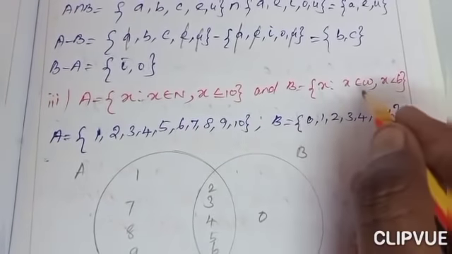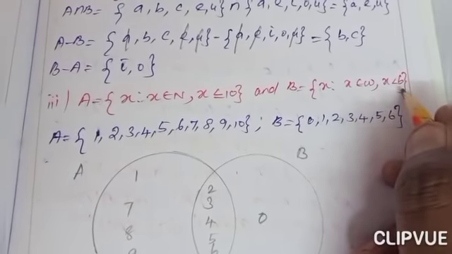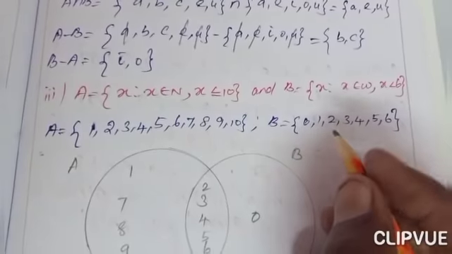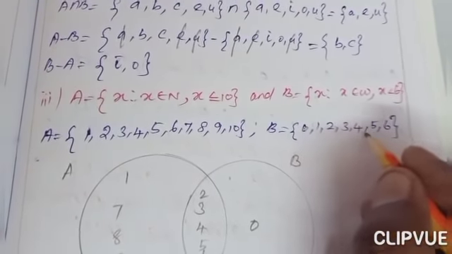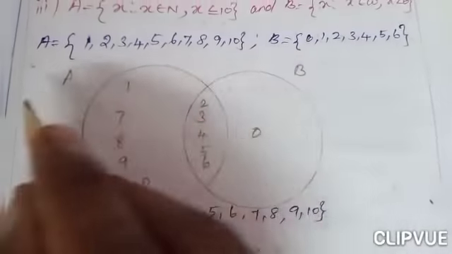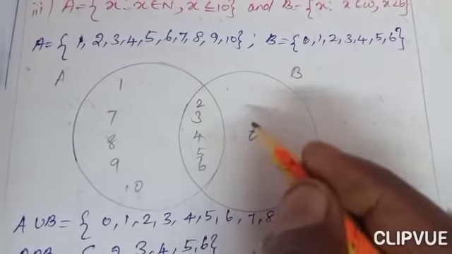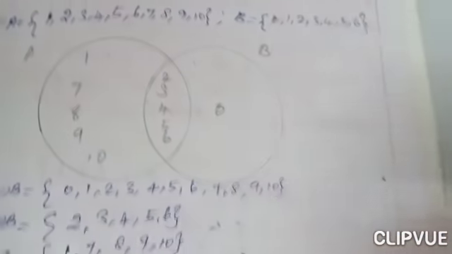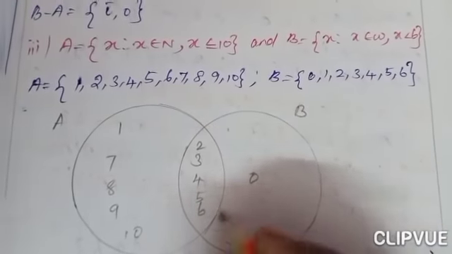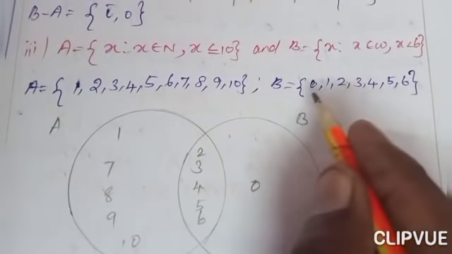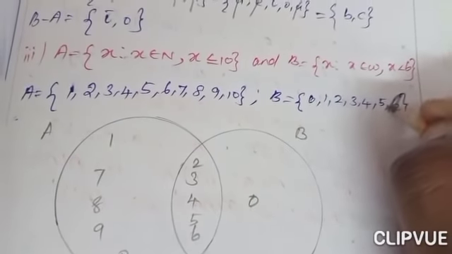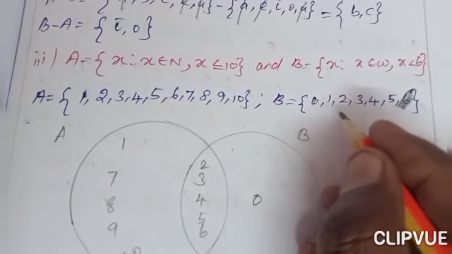Set B elements are x belongs to whole number, x less than 6. That means we should not take the number 6. The whole number begins with 0: 0, 1, 2, 3, 4, 5. After that, another simple method. First write the elements of A and B in the Venn diagram. Always first write the intersection part.